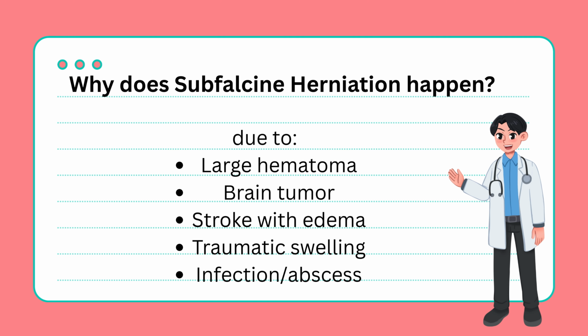Why does the subfalcine herniation happen? It is due to causes such as large hematoma, brain tumor, stroke with edema, traumatic swelling, infection and abscess.